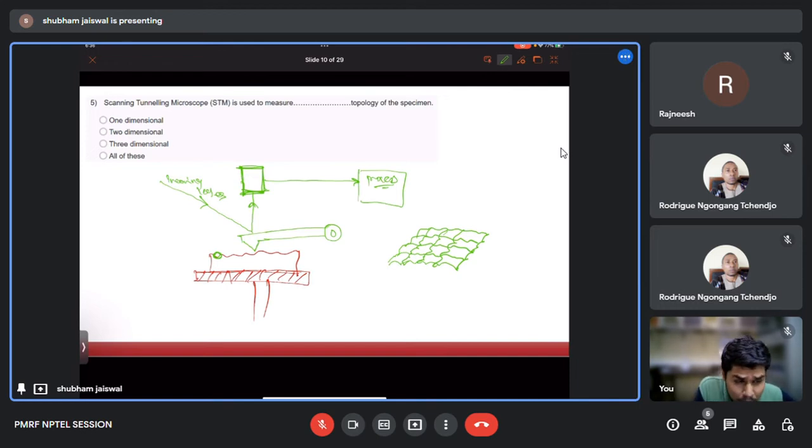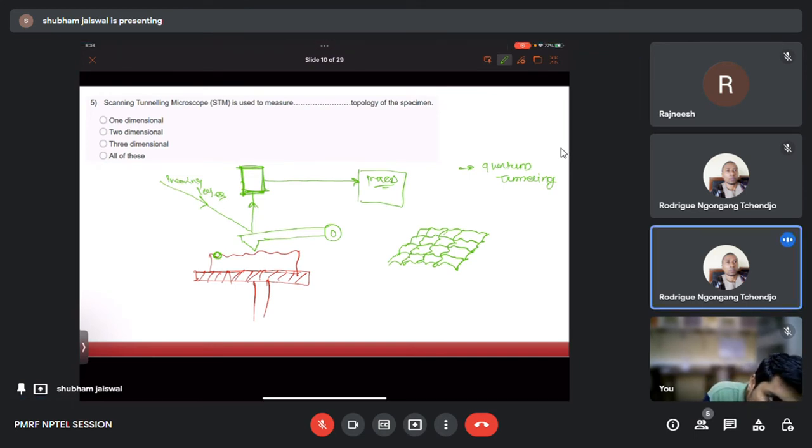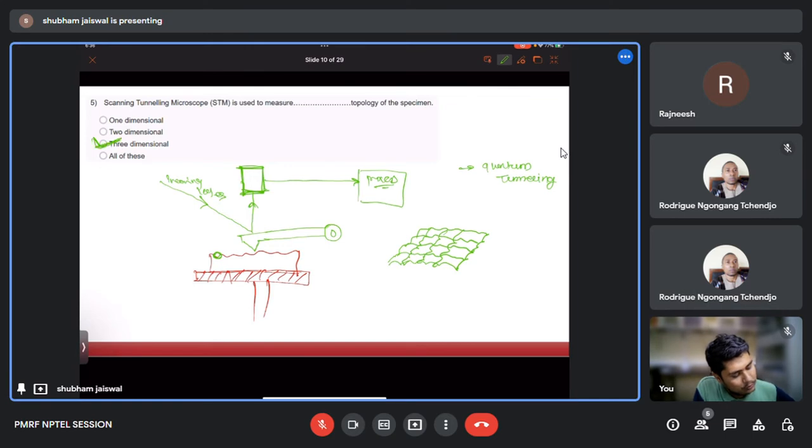But in some optical devices, not all, we can get one dimension. But in case of the scanning tunneling microscope, we get the three-dimensional topology, and it works on the principle of quantum tunneling. Mr. Roderick, would you like to say something? No, thank you. I was thinking it was two dimensions. Sorry. No, it's three-dimensional. Okay.